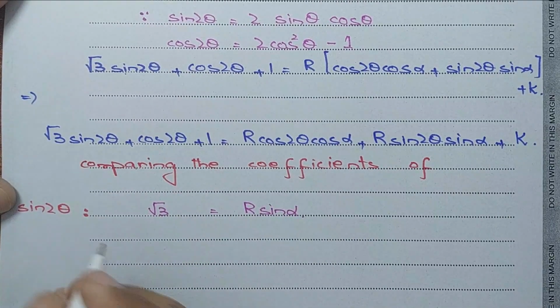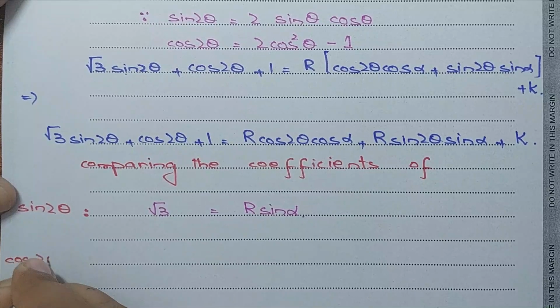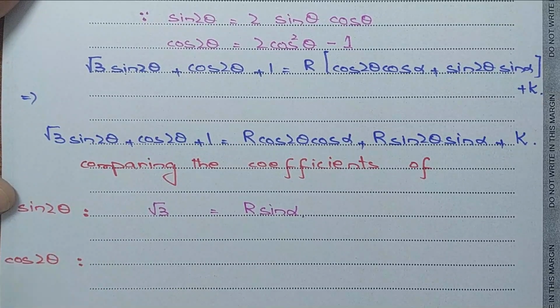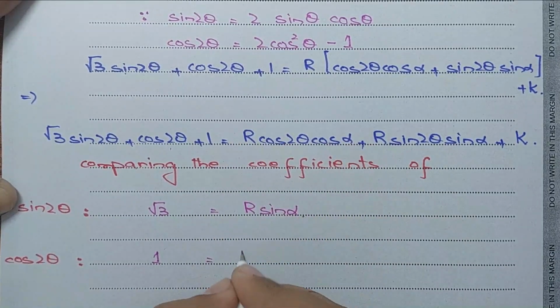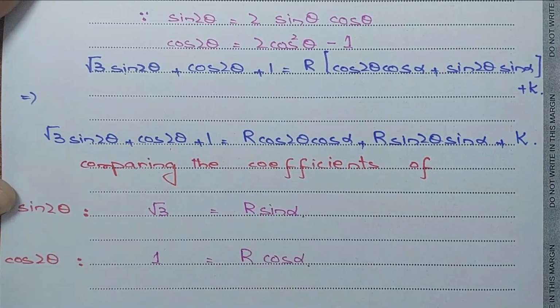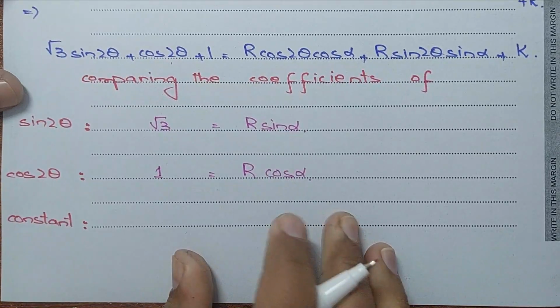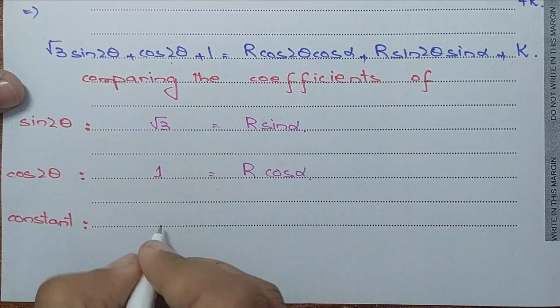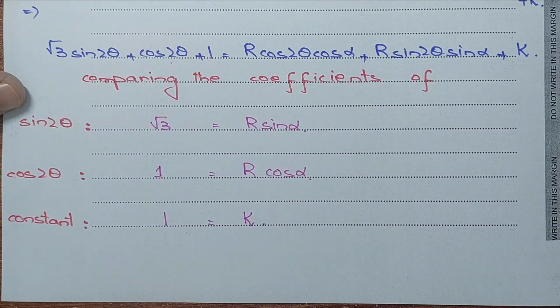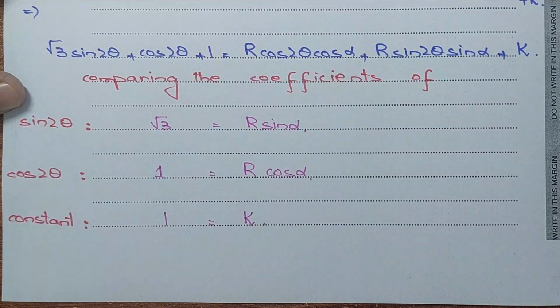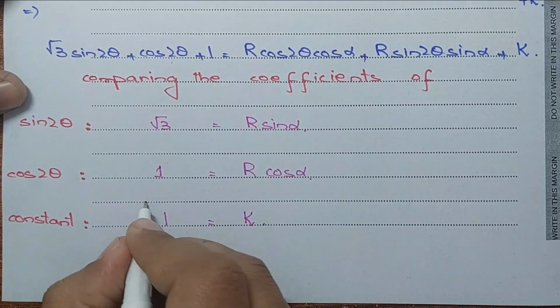Okay. The next coefficient we need to compare is cos 2 theta. Cos 2 theta coefficients are, this is just 1 over here, and r cos alpha. And we need to compare the coefficients of constant. So the constant's coefficient here is 1 and here is k. So we have done with the k value. K is equal to 1, right? So the k value is done, that the k value is 1.